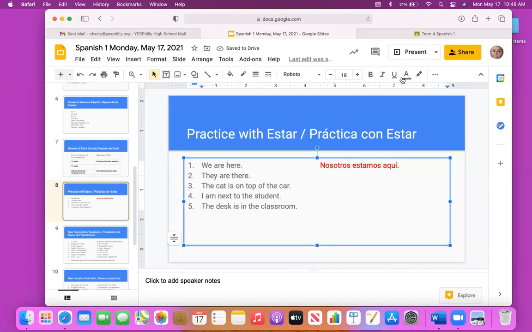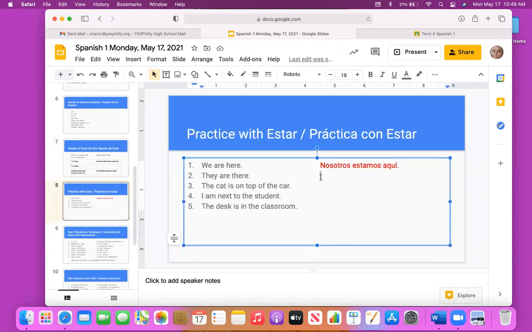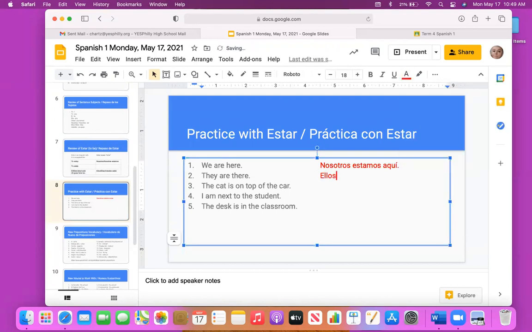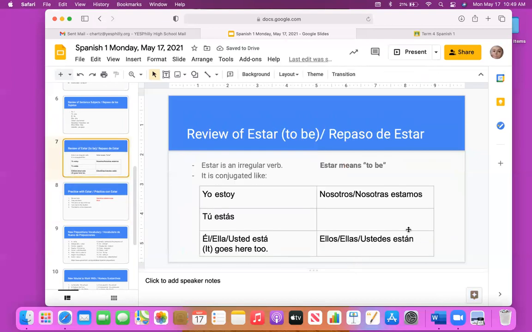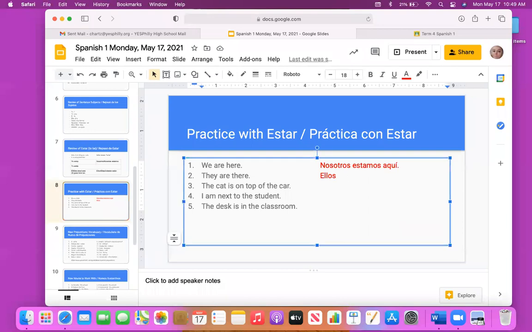So we want to say for this next one, ellos. They are there. Ellos. So let's go back to our chart here, and we have they: ellos or ellas. It doesn't really matter. And then we're going to look at our chart and see it's están, right? So that's going to be it. Ellos están.